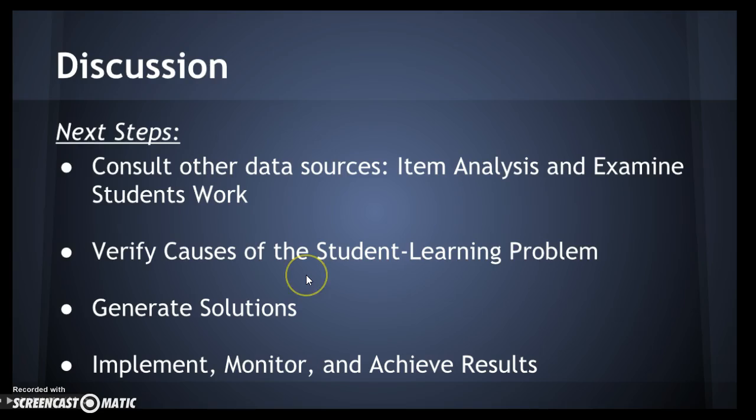Once we have verified our causes, we need to start creating an action plan where we generate solutions or strategies to solve the problem. And then we implement and monitor this plan and make sure that we're actually achieving results. Otherwise, we might need to make some modifications to the plan. So those are the next steps that we need to take once we have identified our inferences or the causes of the problem.